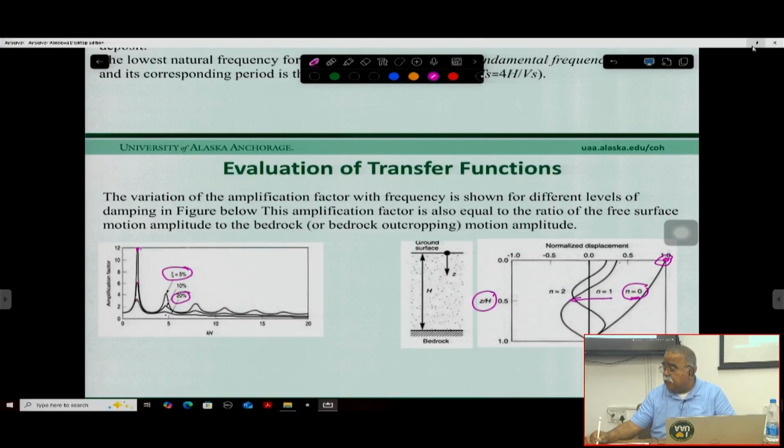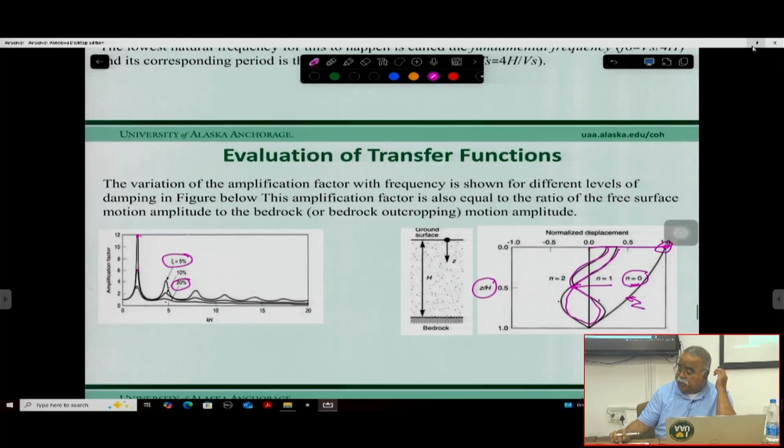It's the fundamental part. So that is your fundamental movement, and this is your different modes of vibration, right? So this is the fundamental mode of vibration, this is the first mode of vibration of the soil column, and this is the second mode of vibration, right? So that we can calculate if you have a damped soil present, right?